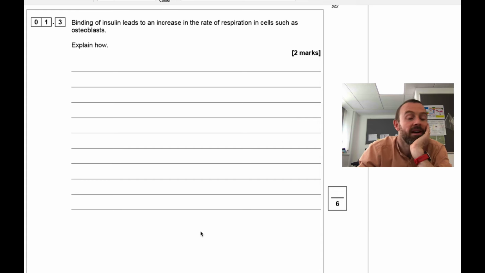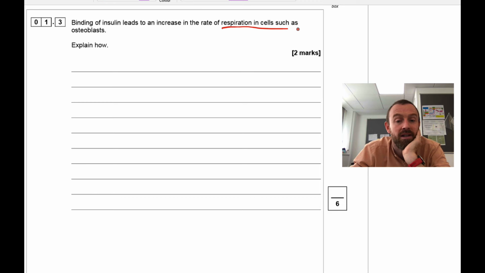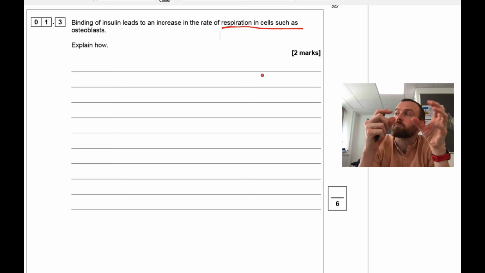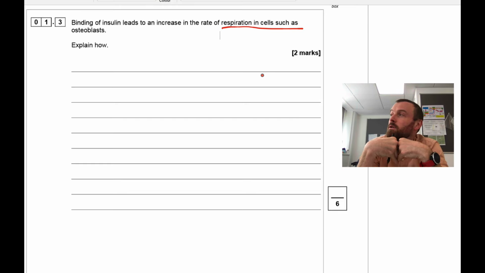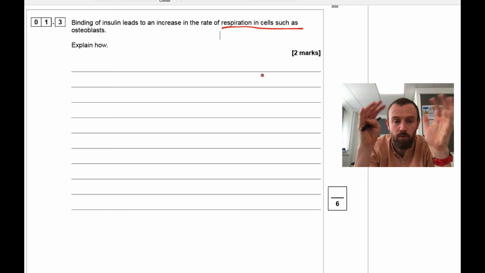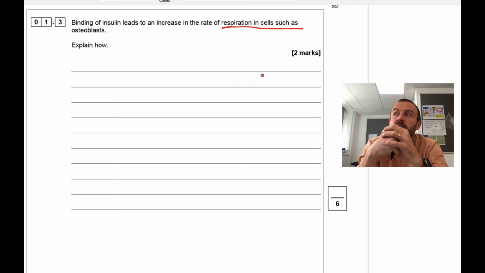Binding of insulin leads to an increase in the rate of respiration in cells such as osteoblasts. So for this, this is more a knowledge thing, so we need to know what insulin does. So insulin, when it binds to insulin receptors, it causes glucose transport proteins to go into the membrane of any body cell, including osteoblasts. So this increases the permeability of the membrane to glucose, so more glucose is taken in via facilitated diffusion, providing more glucose for respiration, increasing the rate of respiration.